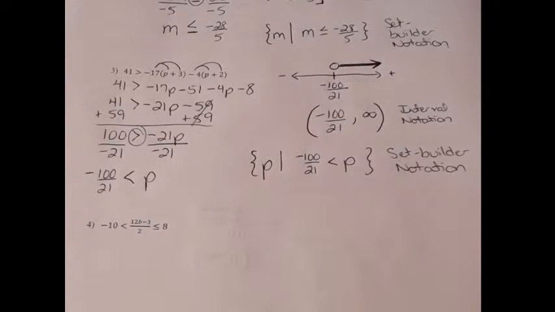Okay, now take a look at number 4. What we're seeing here is something called a compound inequality. That means essentially that we're solving two inequalities at the same time.